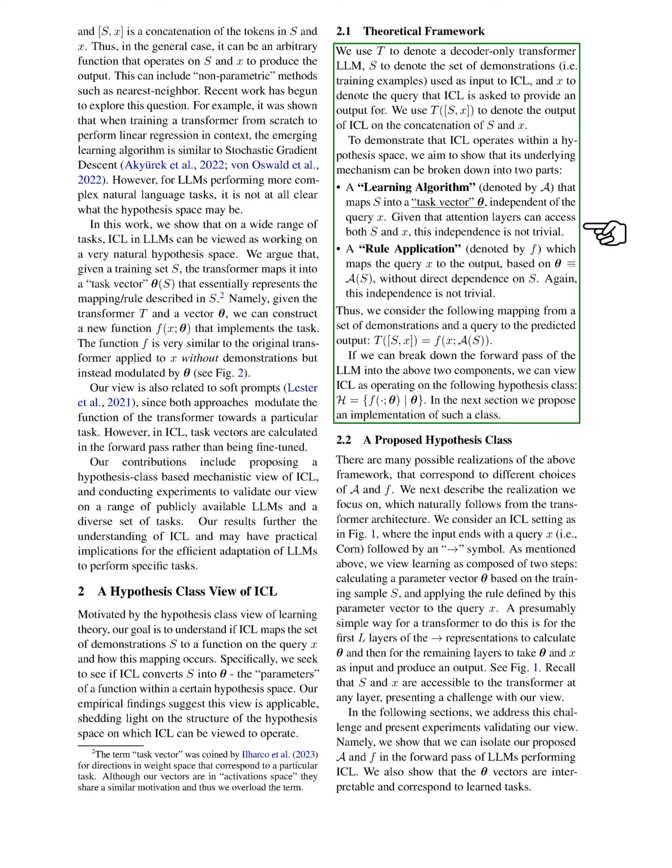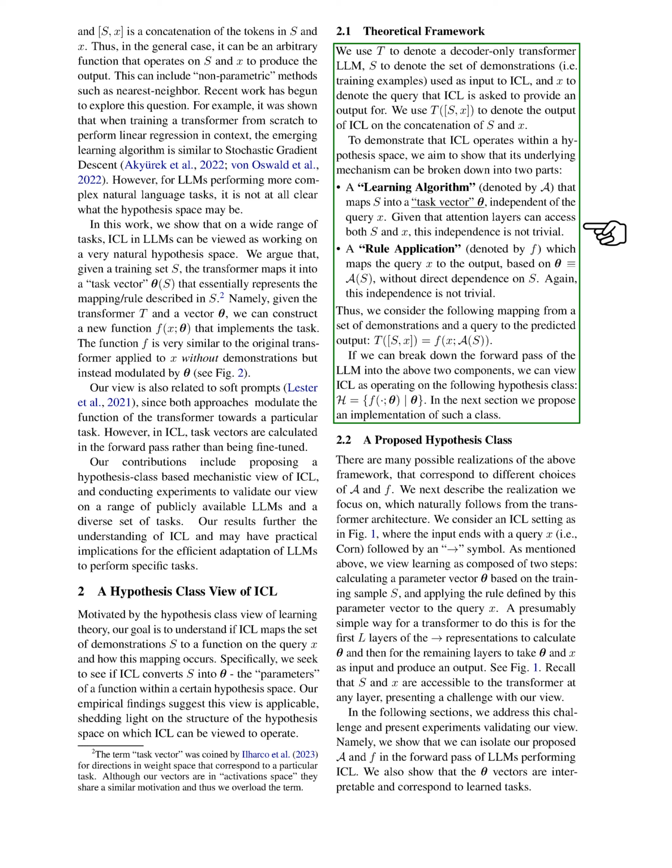We use a decoder-only transformer LLM, a set of examples used as input to ICL, and a question that ICL is asked to provide an output for. To show that ICL operates within a hypothesis space, we aim to show that its underlying mechanism can be broken down into two parts: a learning algorithm that maps the examples into a task vector, independent of the question, and a rule application, which maps the question to the output, based on the task vector, without direct dependence on the examples. Thus, we consider the following mapping from a set of examples and a question to the predicted output.